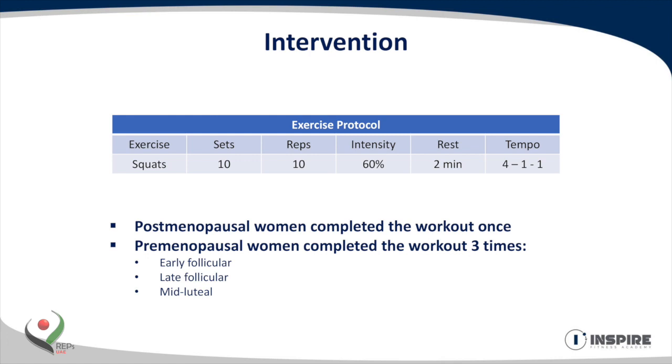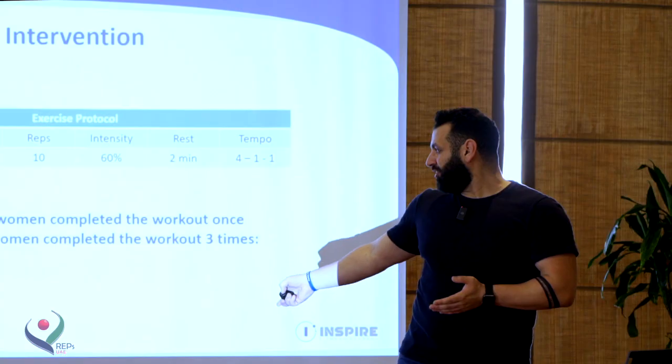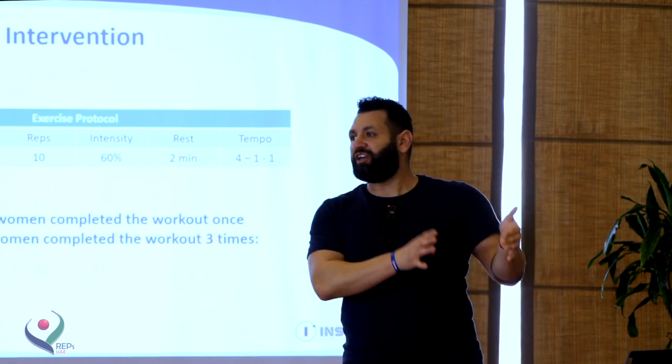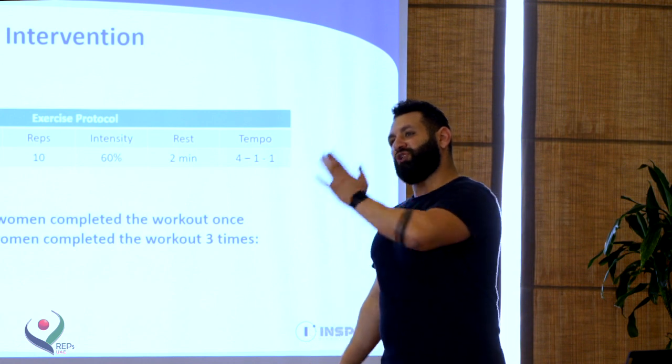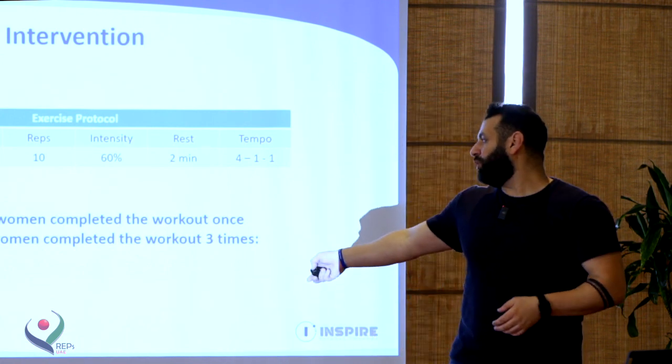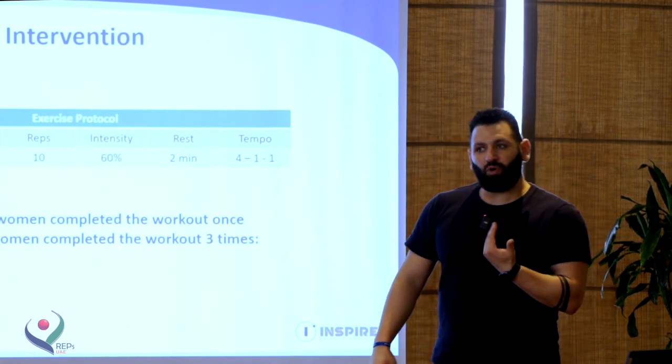Okay. Postmenopausal, they did the workout once. Premenopausal, they did it 3 times. Why? They still have their cycle. They did it in the early follicular phase, close to their period. They did it late follicular, during the ovulation, and mid-luteal, right before PMSing.